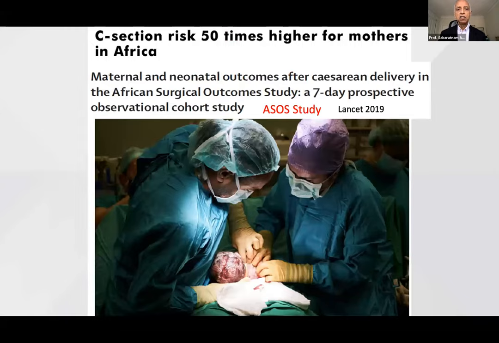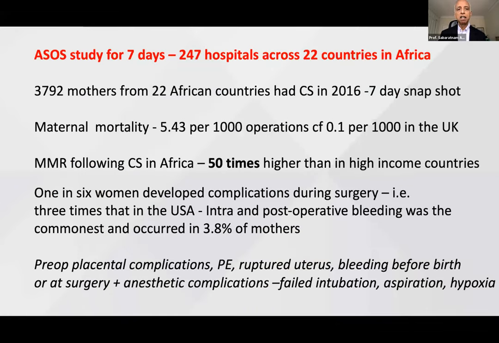So the African countries got together and wanted to find out whether the WHO statement is true. So they did what is known as the ASOS study, the African Surgical Outcome Study, by taking a snapshot of all the cesarean sections done in a 7-day period as an observational study, which was published in The Lancet. And it showed that cesarean section in Africa has 50 times higher mortality for mothers. We have to understand that the ASOS study, done in 2008, covered 247 hospitals in 22 countries and involved 3,792 mothers, and maternal mortality was 5.4 per thousand operations, compared to 0.1 per thousand in the UK, which is 50 times higher than high income countries.